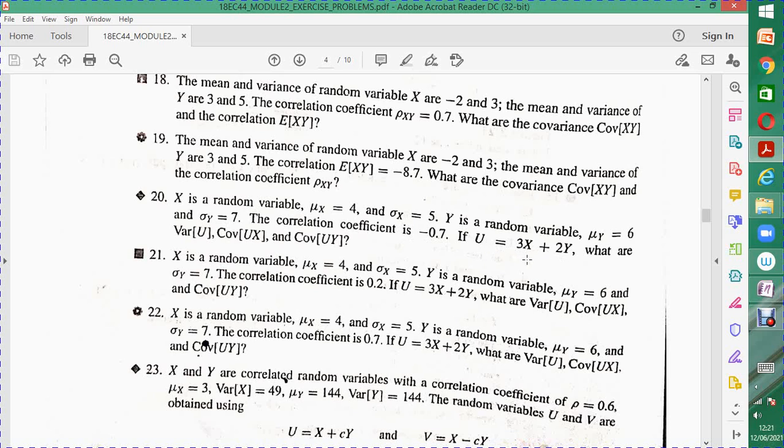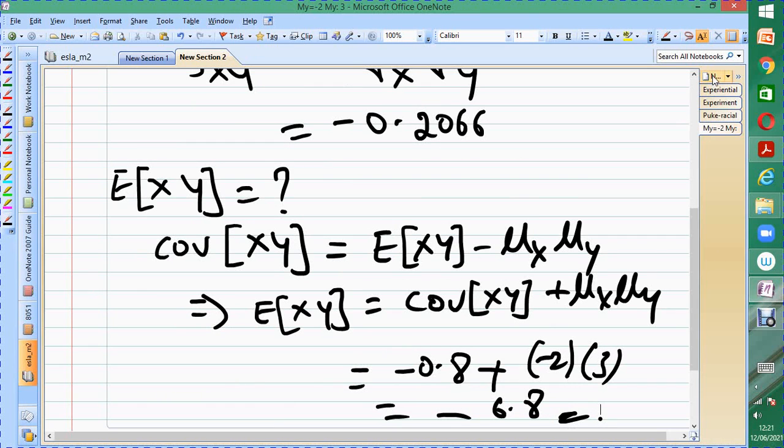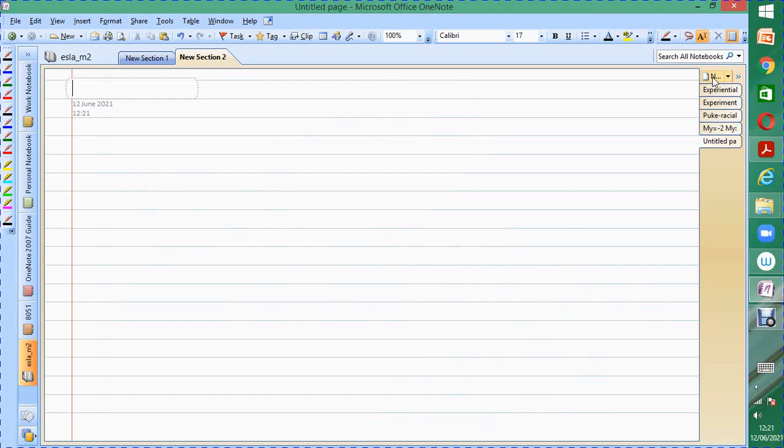So here it is in the form ax plus by. So here a takes the value 3 and b takes the value 2. So that you need to remember. And given this transformation function, we are asked to calculate the variance of u, covariance of ux and covariance of uy. So now we will see how to calculate all these parameters step by step. So here go to the next page.